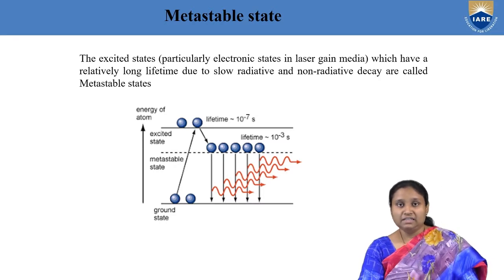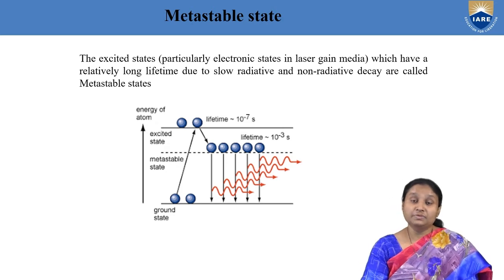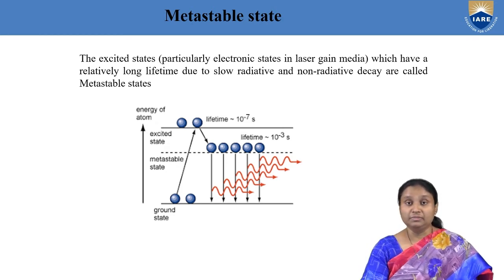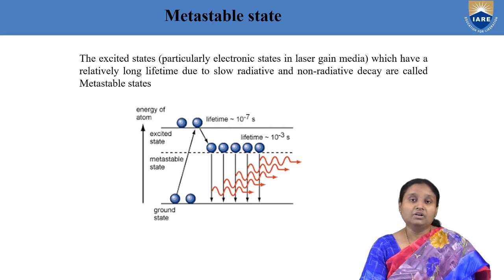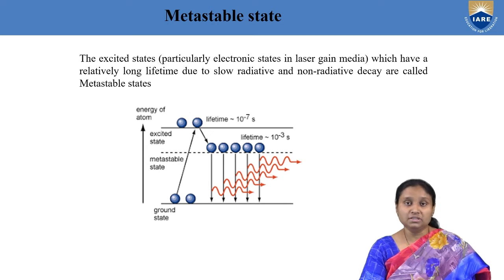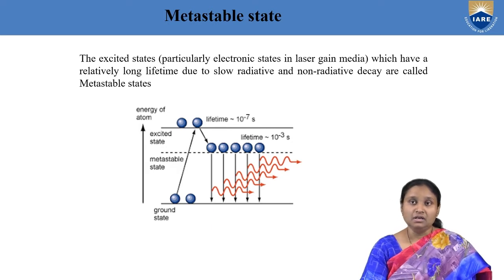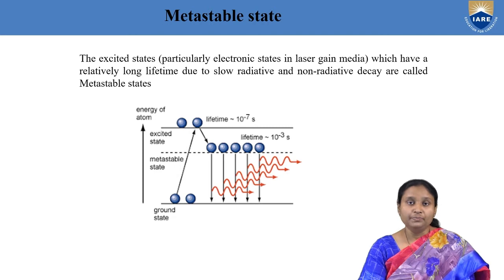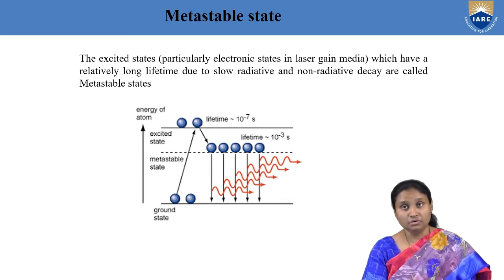As we have seen in phenomena like absorption, spontaneous emission and stimulated emission: in absorption, when we supply external energy, our electron or atom goes from a lower state to a higher state. This is nothing but excitation of the atom. Whereas in spontaneous emission or stimulated emission, we are talking about de-excitation of an atom from a higher state to a lower state.